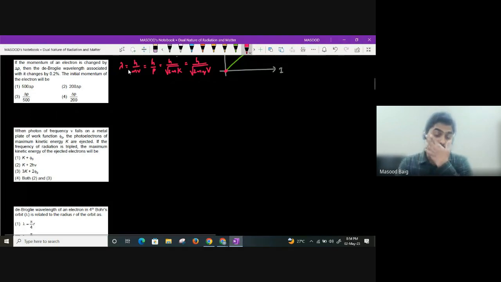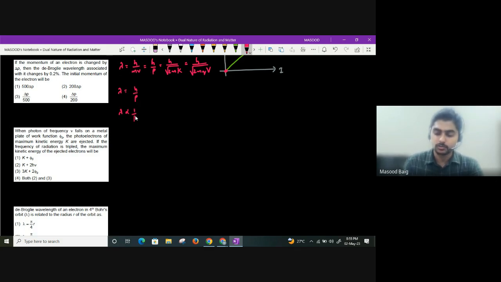The de Broglie wavelength will be given as h by mv, or h by p, or h by root over 2mK, or h by root over 2mqV. Here the de Broglie wavelength and momentum relations are given, guys. The h value will obviously remain constant. So lambda will be inversely proportional to p. So we can write lambda is proportional to p power minus 1.